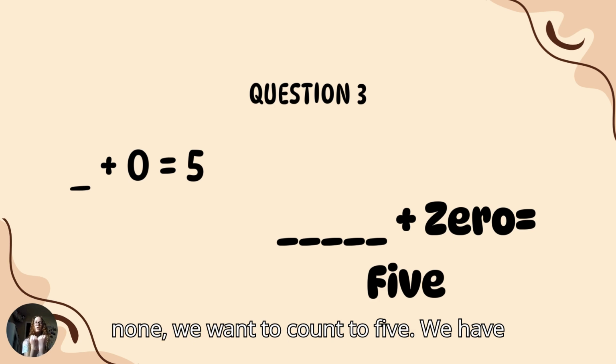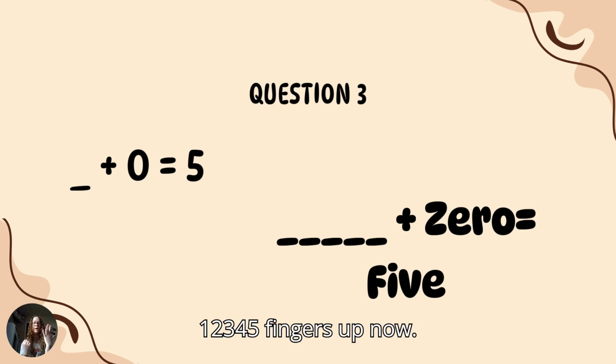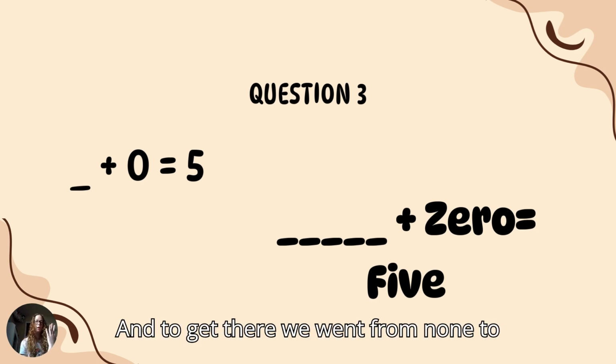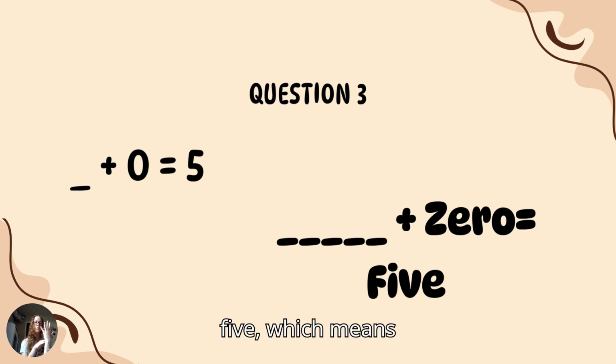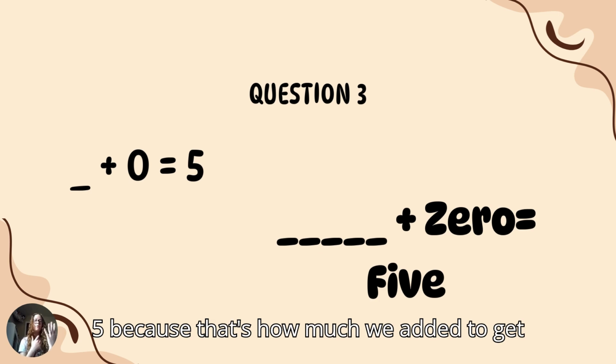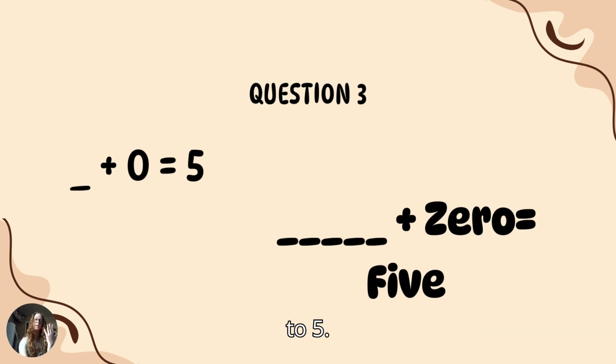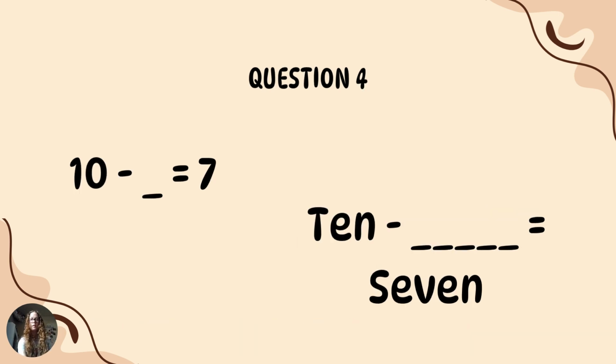If I have none, we want to count to 5. We have 1, 2, 3, 4, 5 fingers up now. To get there, we went from none to 5, which means 1, 2, 3, 4, 5. So 5 plus 0, or 0 plus 5, equals 5, because that's how much we added to get to 5.